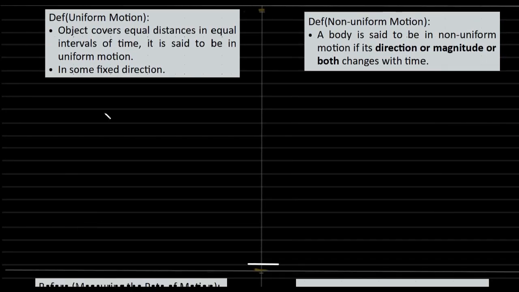So to define uniform motion, an object covering equal distance in equal intervals of time is said to be in uniform motion, in a fixed direction. This is something that people miss. So the direction also has to be fixed. Okay, remember that. While non-uniform is anything where you undo this. Say you're traveling slow, or you change the direction, or you change the direction and increase the speed or decrease the speed. Any one of these possibilities is said to be non-uniform motion.